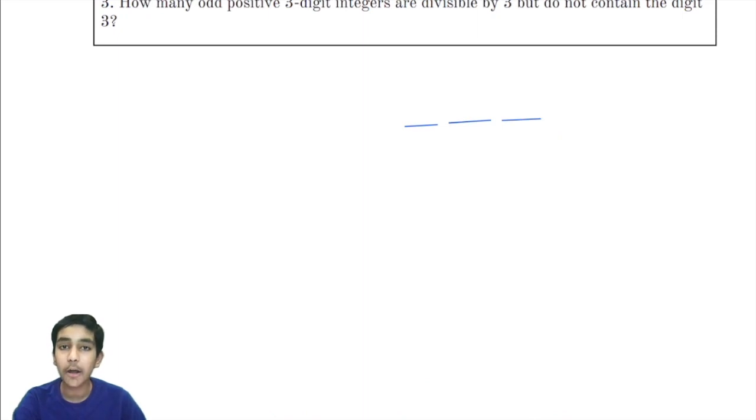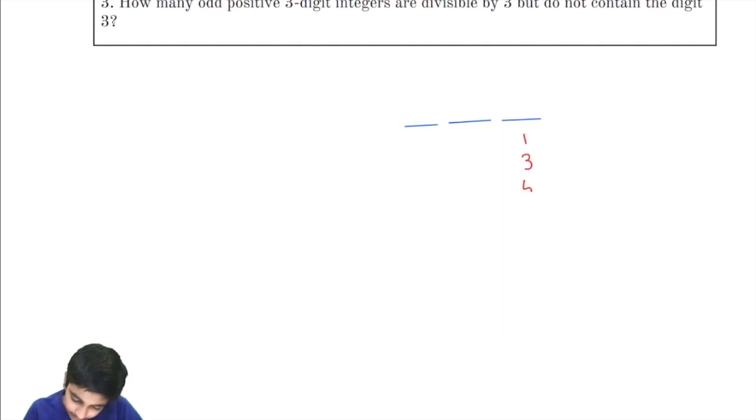How many odd positive 3-digit integers are divisible by 7 but do not contain the digit 3? Okay, so we notice that we have these 3 slots and it's odd. So that means the last digit can be 1, 3, 5, 7, or 9. But never mind, because you have the digit 3 here, so be very careful on that. So actually there's not going to be any 3.